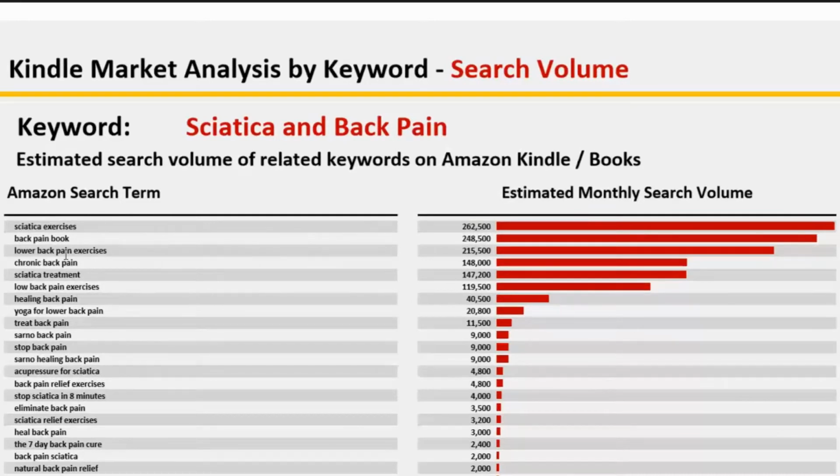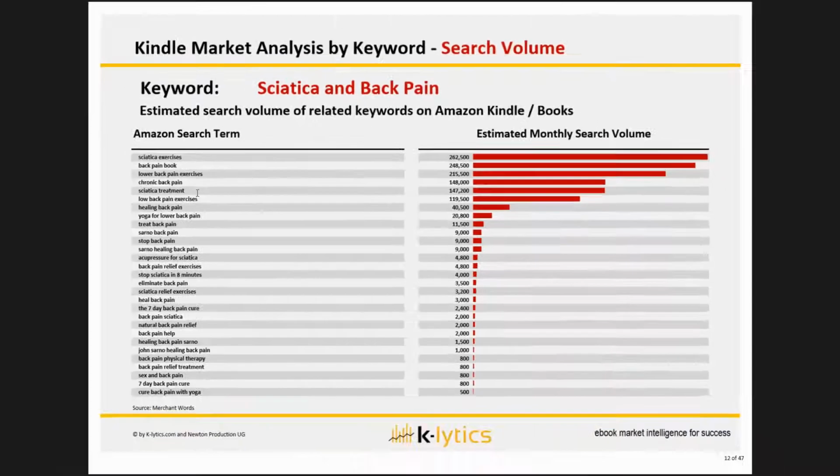Then you get here lower back pain, exercises, chronic back pain, sciatica. So I think it's obviously no doubt that if you include sciatica and something about back pain in the description and keywords, then that will obviously help the book's ranking and more so discoverability on the Kindle store.